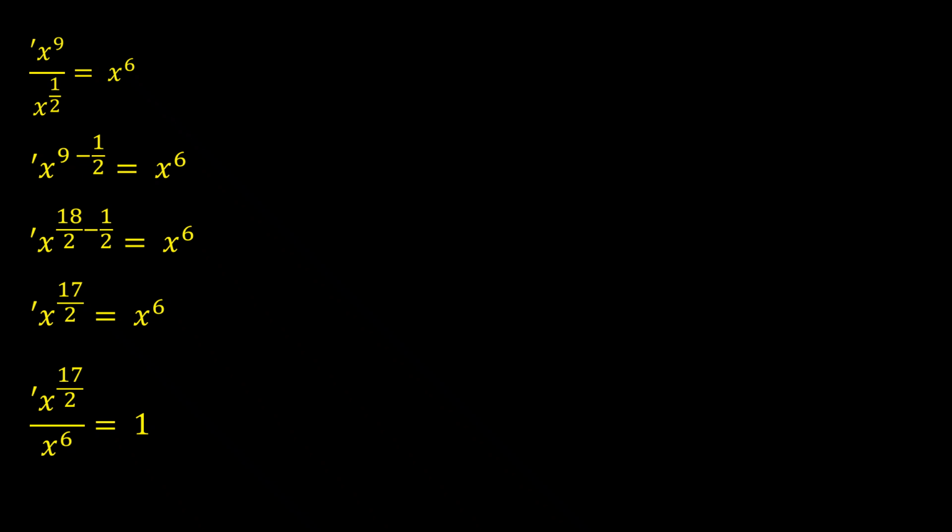Divide both sides by x to the power of 6 to get 1 on the right side of the equation. Apply the quotient rule of exponents on the left-hand side again. Remember, when dividing exponents with the same base, subtract the powers.